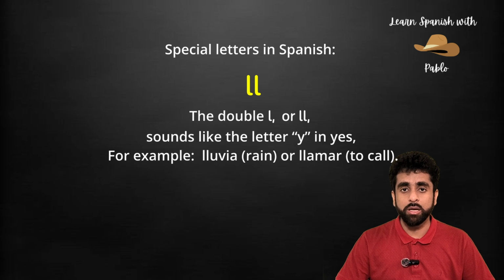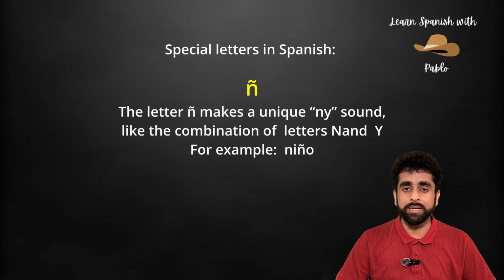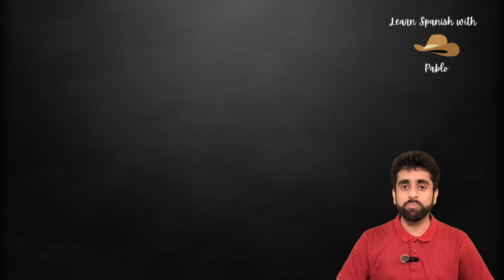The double L, or elle, usually sounds like the letter Y in yes. Por ejemplo, lluvia. The letter Ñ has a unique sound, which is a combination of letters N and Y. Por ejemplo, niño. Muy bien, you have just learned all the letters of the Spanish alphabet, el abecedario, along with how each one sounds.